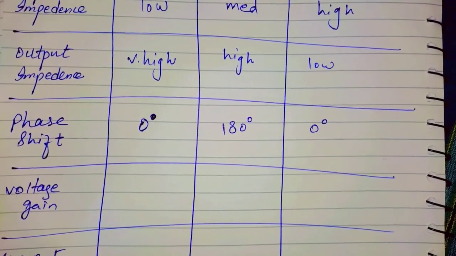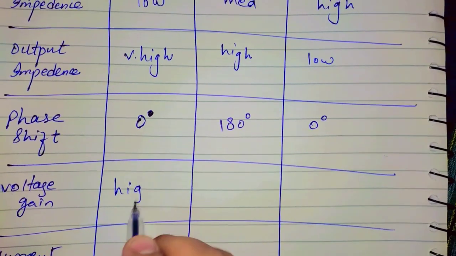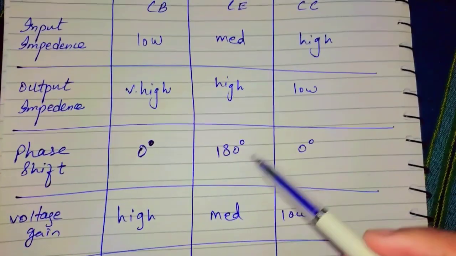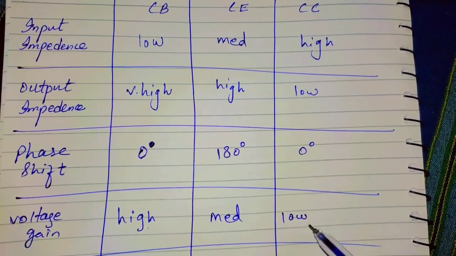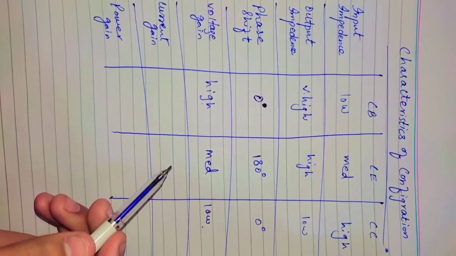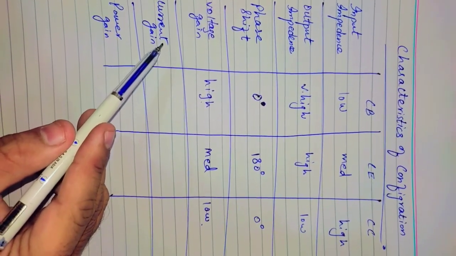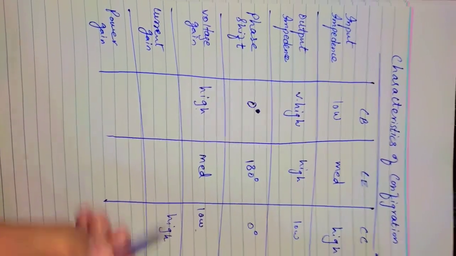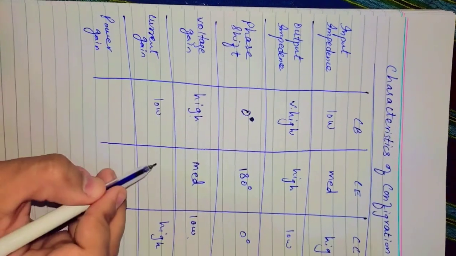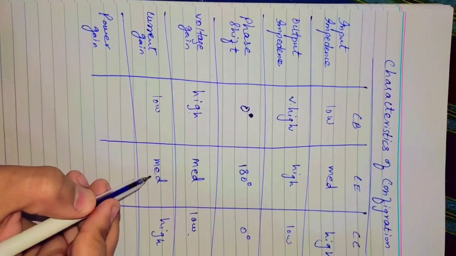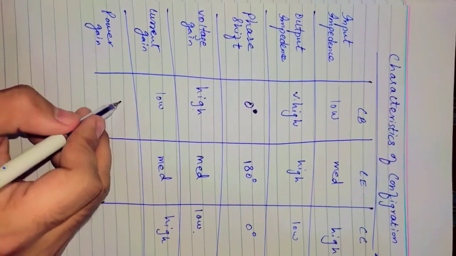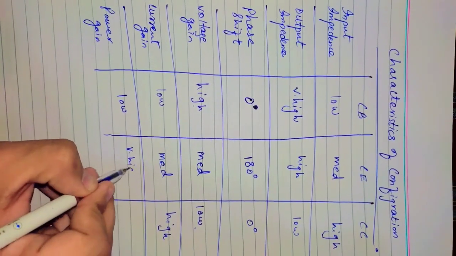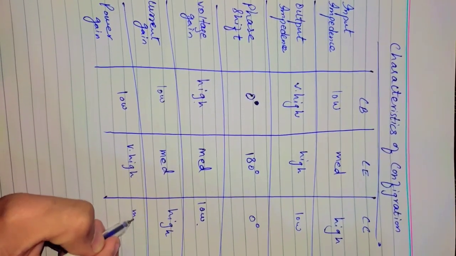Now the voltage gain. It is high, medium, and low, because in common base configuration we have a voltage gain but no current gain. Now the current gain. As we know, the common collector configuration has a very high current gain and no voltage gain, so common emitter has a medium. What is the power gain? Common base has low, common emitter has very high power gain, and common collector has medium power gain.